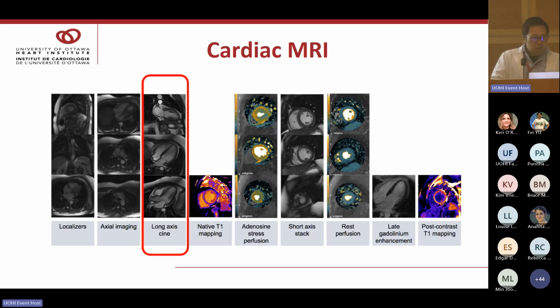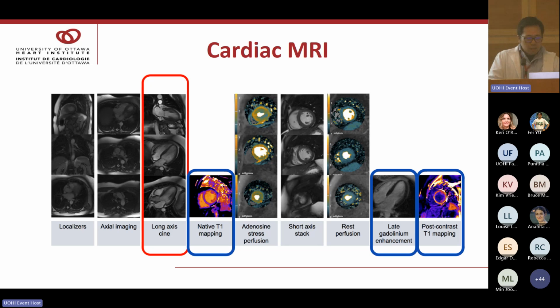For example, the cine images provide accurate functional assessment for both right and left ventricles. And T1 mapping and LGE sequences will help you with the non-invasive characterization of the myocardium. So therefore, MRI would be useful if the patient has CMD with underlying infiltrative or structural heart disease, such as hypertrophic cardiomyopathy and cardiac amyloidosis.